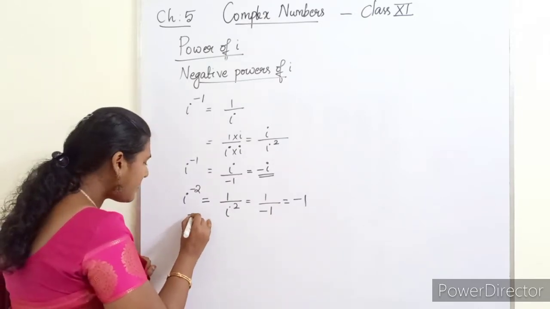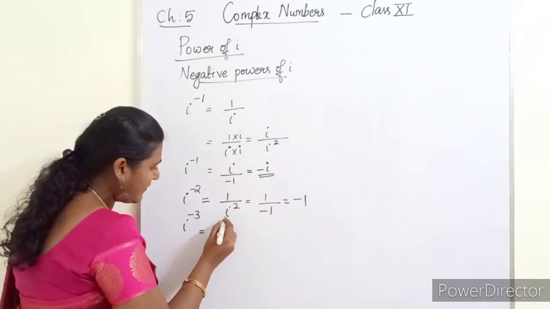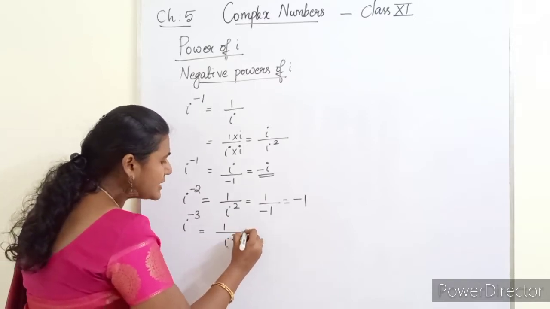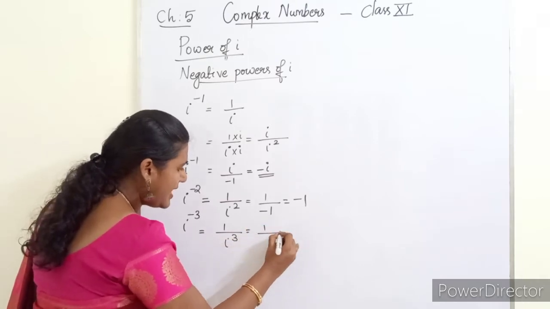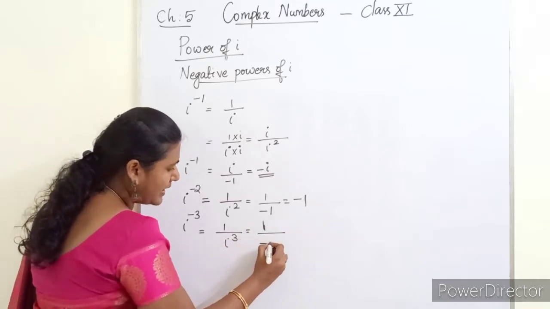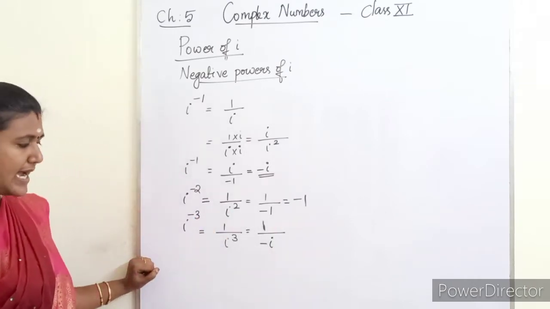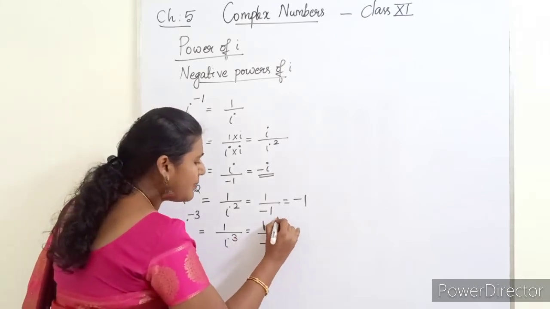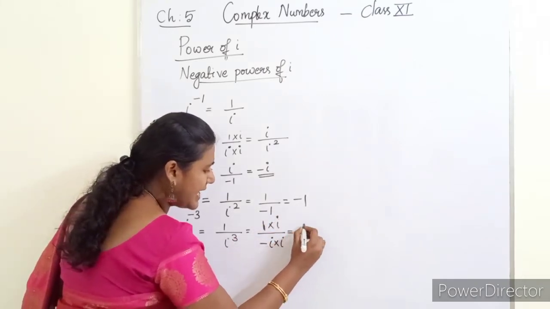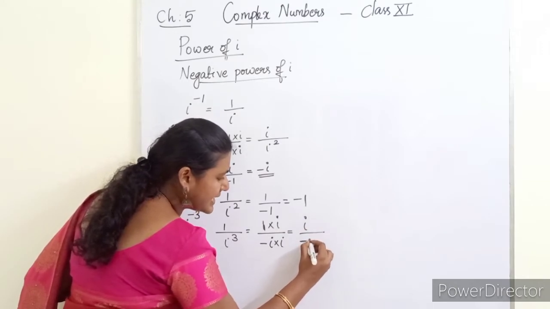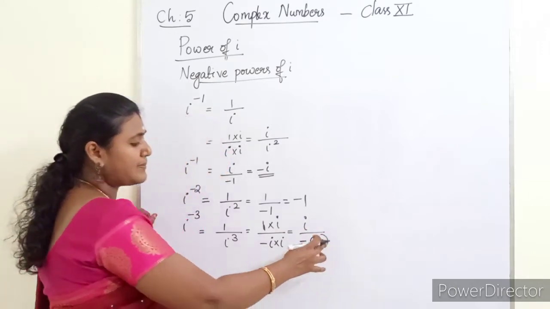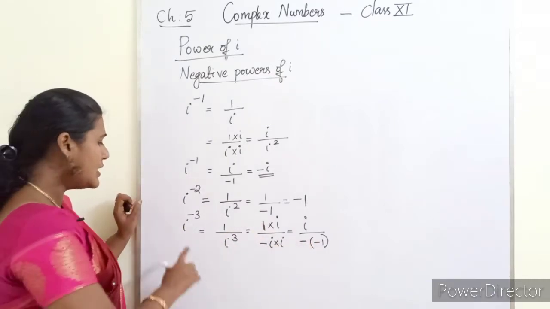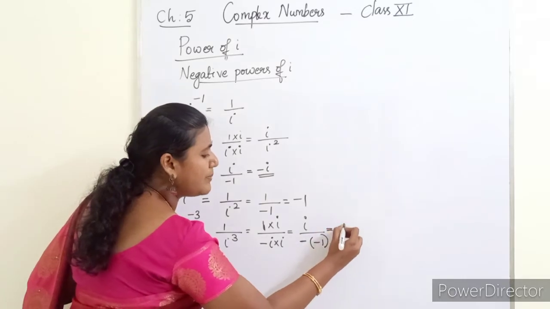Okay. Now i power minus 3. So how to write the i power minus 3? We can write that as 1 by i cube. You already calculated, i cube value is minus i. So here again in the denominator we have i. So we will multiply both numerator and denominator by i. So i by minus i square. Minus i square means, i square value is minus 1. So minus of minus 1, so plus 1. So i power minus 3 value will be i.